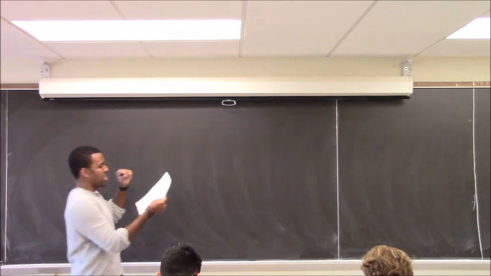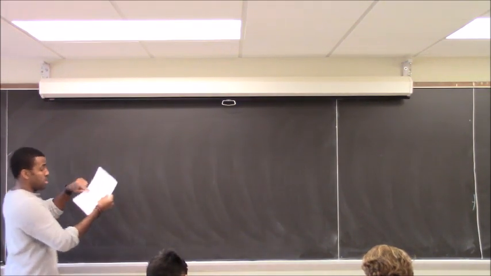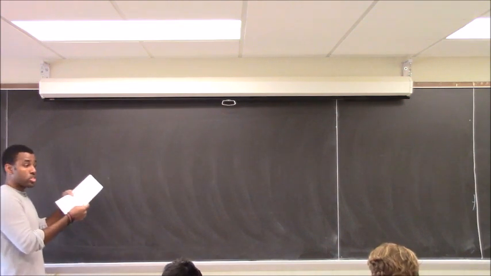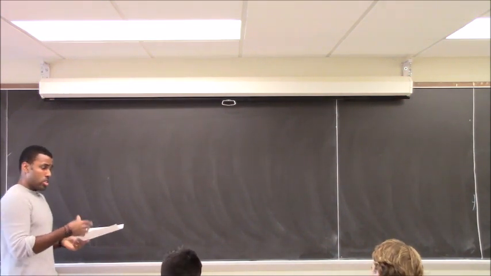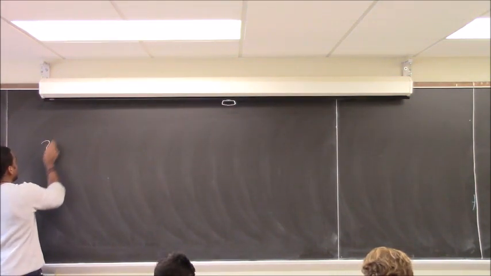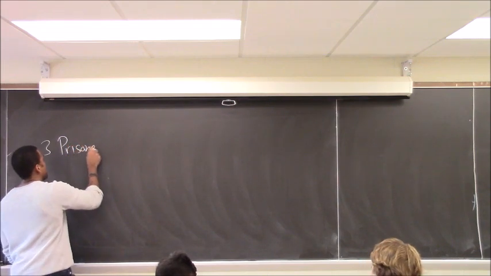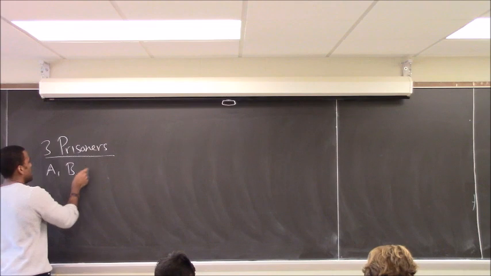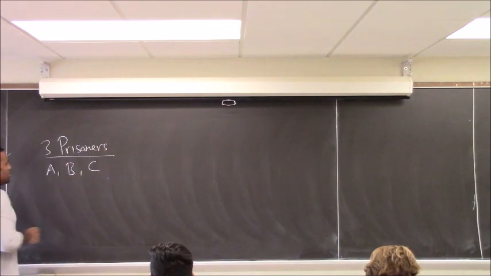Another very famous variation, though not that popular, is the 3 prisoners problem. Okay? So the situation is this: you have 3 prisoners, they're on death row. Let's call them prisoner A, B, and C. Right? They're on death row.